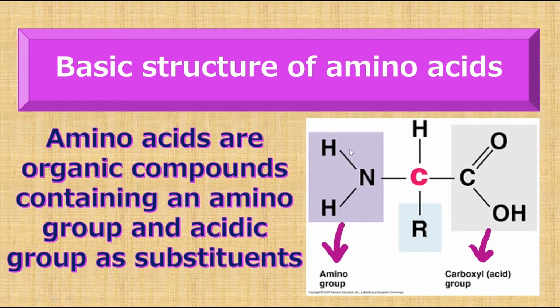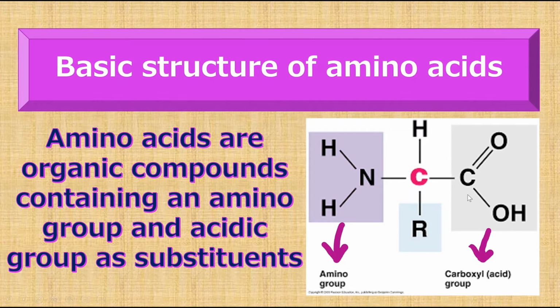Now the NH2 is a functional group which is named the amino group, and this C double bond OH is a carboxyl group. Please remember that this NH2 group is basic in nature, whereas this carboxyl group is acidic in nature. And the whole amino acid has NH2 as one functional group and carboxylic acid as another functional group.